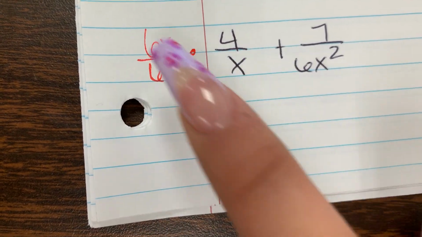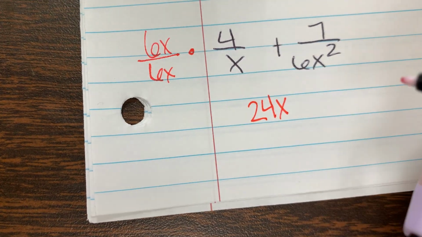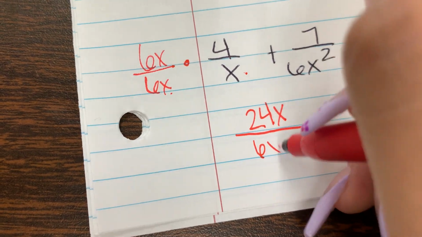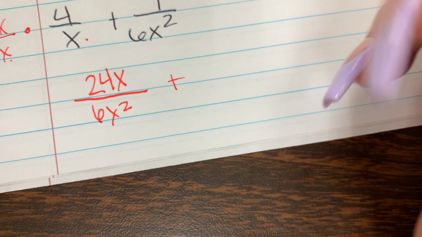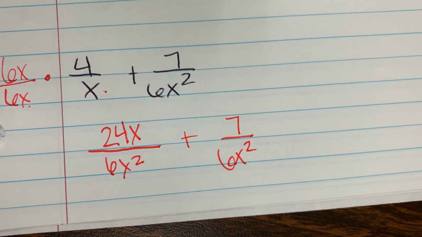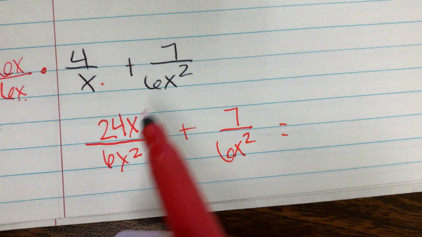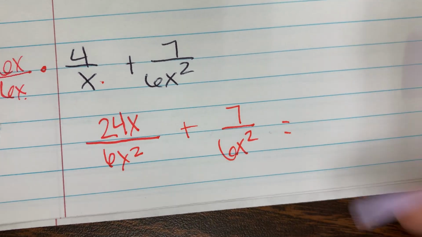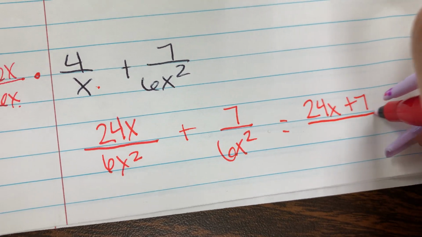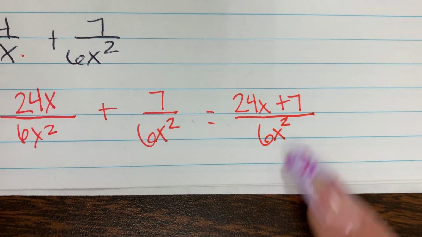Multiply from left to right, so 6x times 4 gives me 24x. And 6x times x, we said, gives me 6x squared. So now all I'm going to do is copy down. And now they have the same denominator, and I can go ahead and add them. 24x plus 7 gives me 24x plus 7. And we have the same denominator. So then this would be my answer.